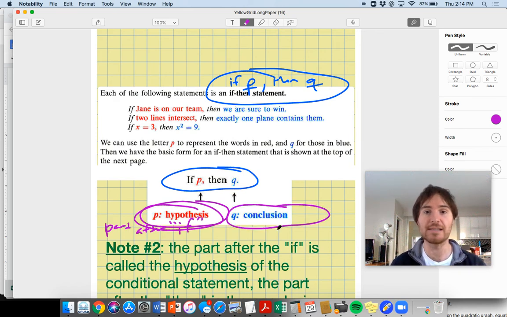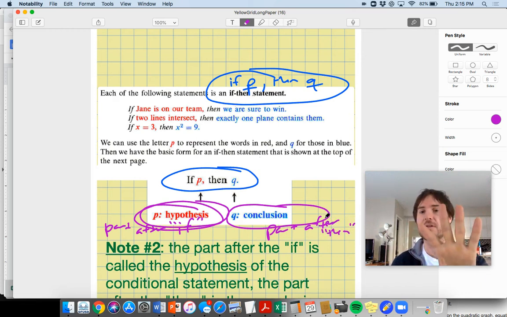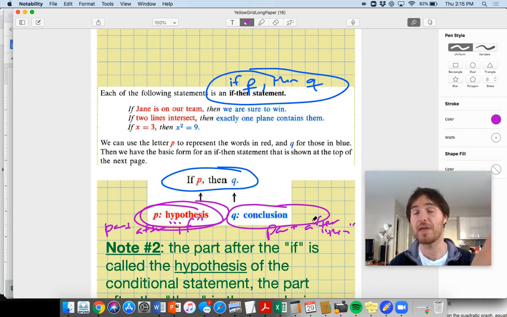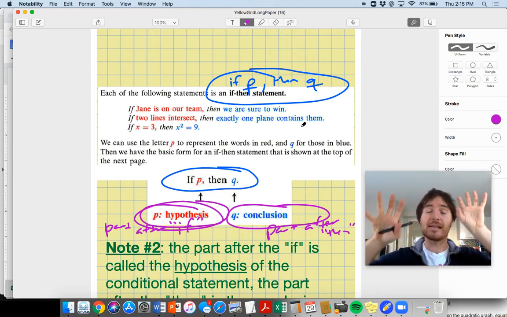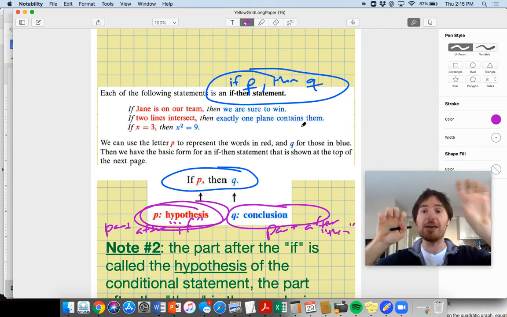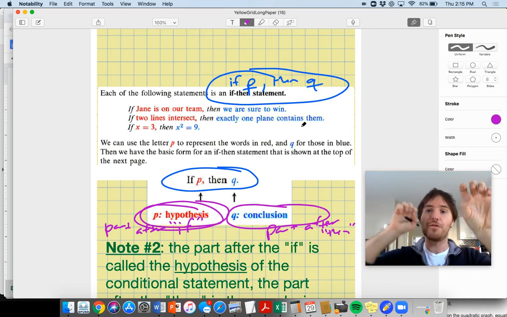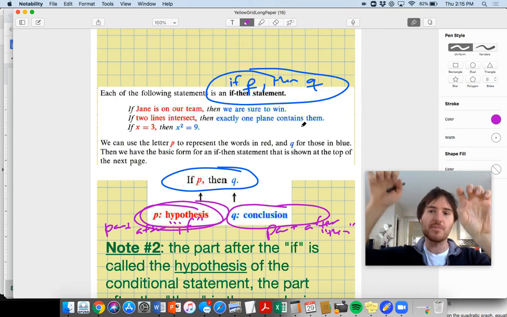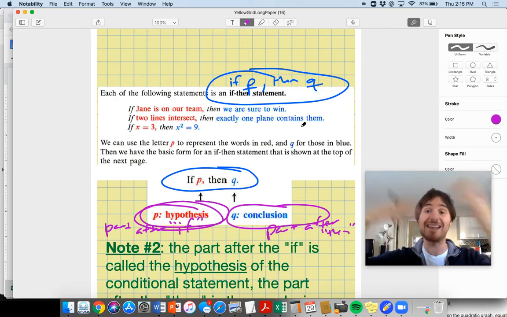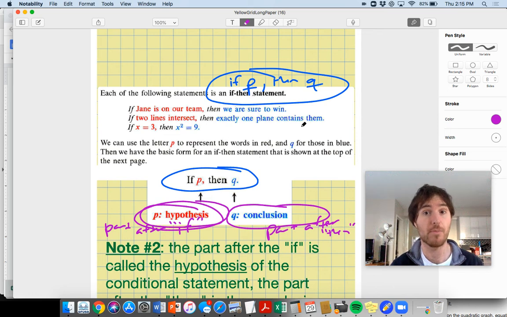The conclusion is the part after the then. So it's a statement after the then, and these are all statements here, right? We are sure to win, yes or no. Exactly one plane contains them, yes or no. So an if-then statement is basically a combination of two statements. If this one statement were true, then is the conclusion going to be true or not? Does it have to be true? And therefore be a theorem or a postulate.